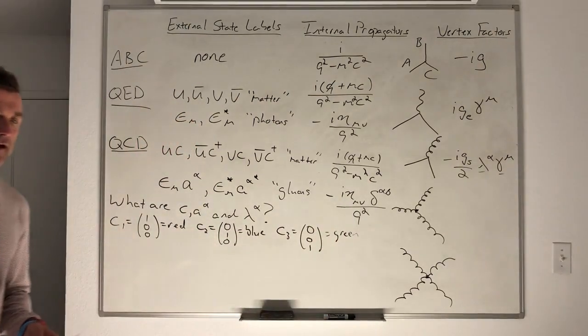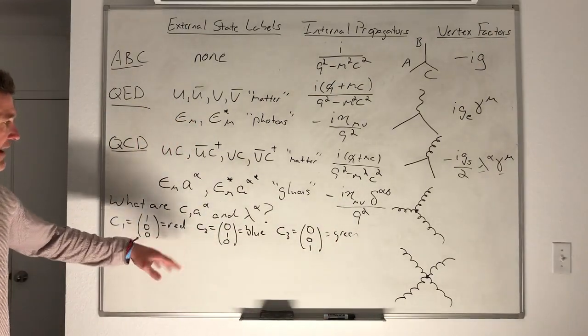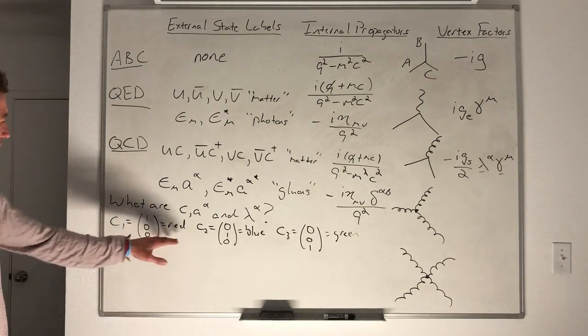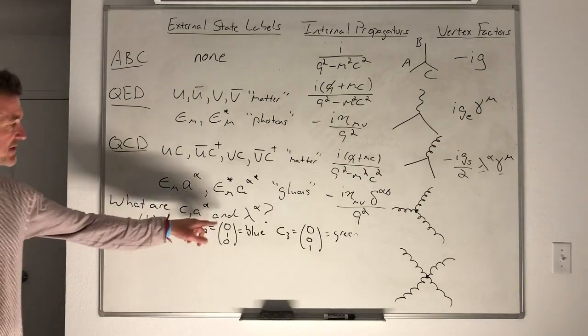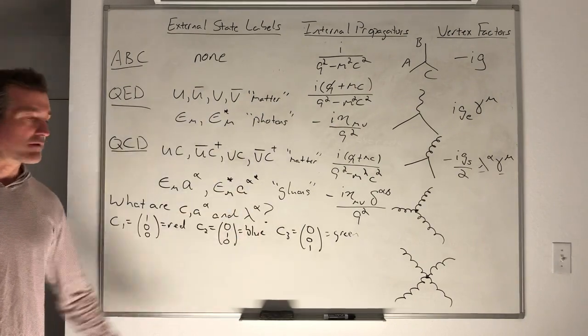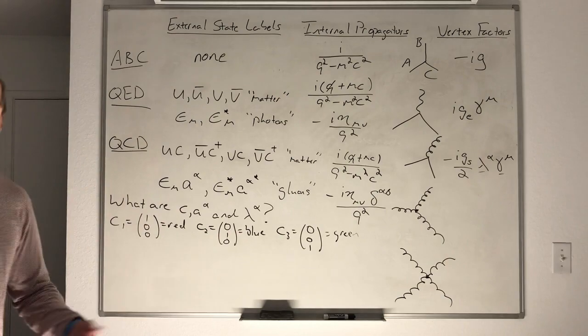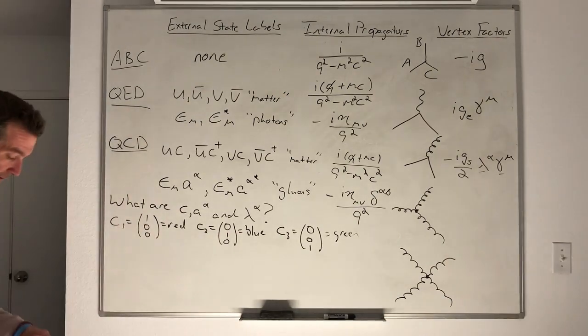This is what I was saying earlier. We're going to have to not write down red, blue, and green because we can't do a calculation with that. Instead, we'll specify red as the (1, 0, 0) vector, blue as the (0, 1, 0) vector, and green as the (0, 0, 1) vector. These we can put in and we can manipulate and multiply and add, okay?